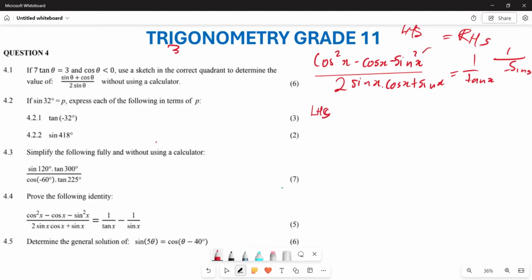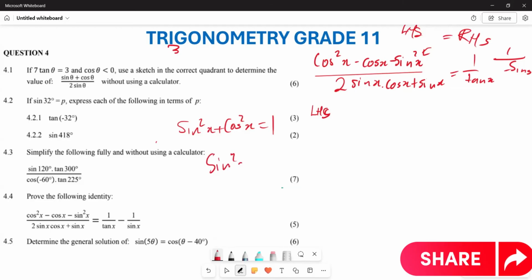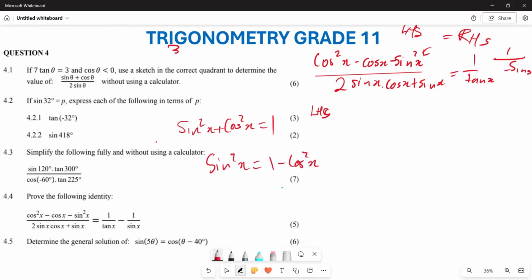Now, here you have your sine squared, and you only have your cos here. So is there any possibility that we can change our sine squared? Remember that sine squared x plus cos squared x is equal to 1. So when you want to change your sine squared, sine squared x is actually the same as 1 subtract cos squared x. Which means I can change the sine squared x in terms of what?